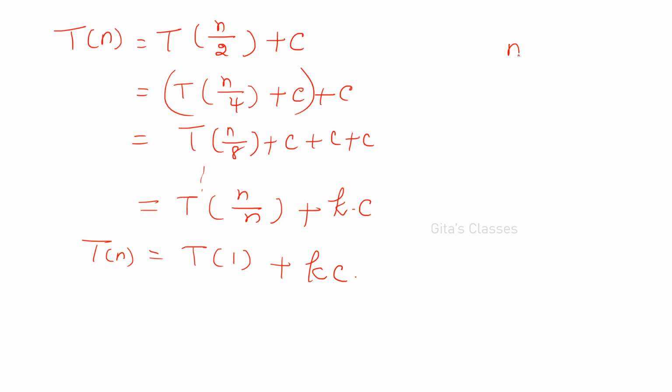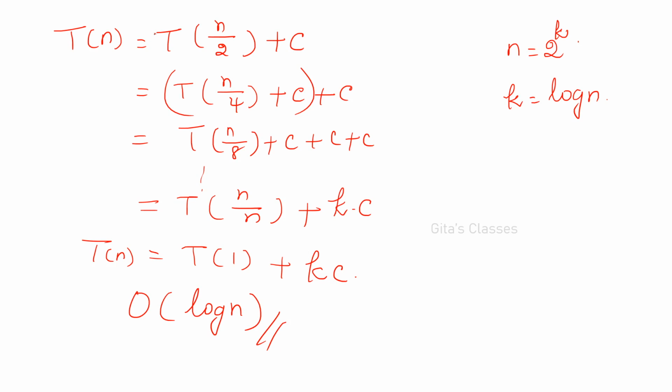So n is equal to 2 power k we have taken. So always k is equal to log n. So here log n into constant time. Therefore the complexity will become O of log n. O of log n we got for this second case.